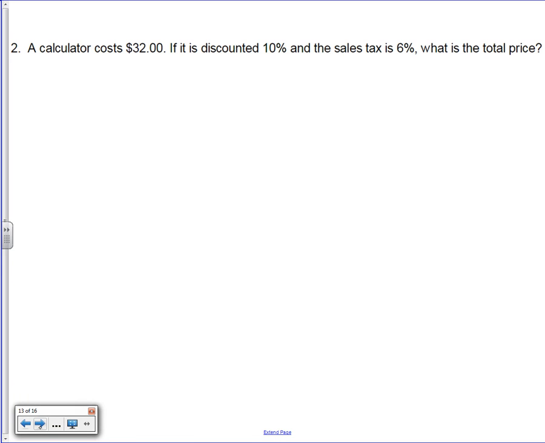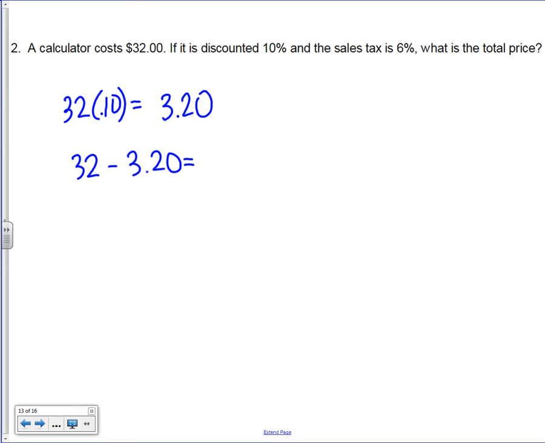Number 2, we're discounting and then we're adding sales tax. So first up is the discount. I want to take 10% off of $32. That's $3.20. So if I'm taking that off, I'm going to subtract it. It's a discount. And I'll get $28.80.